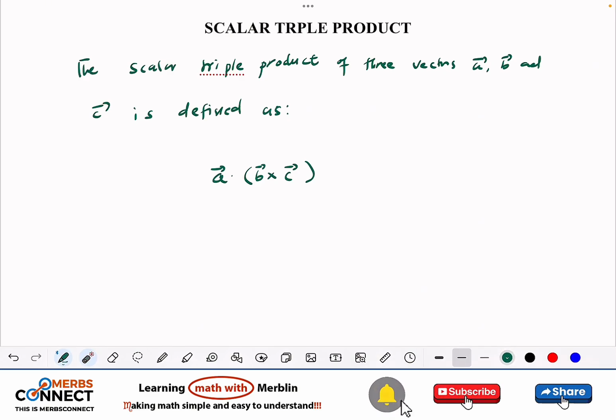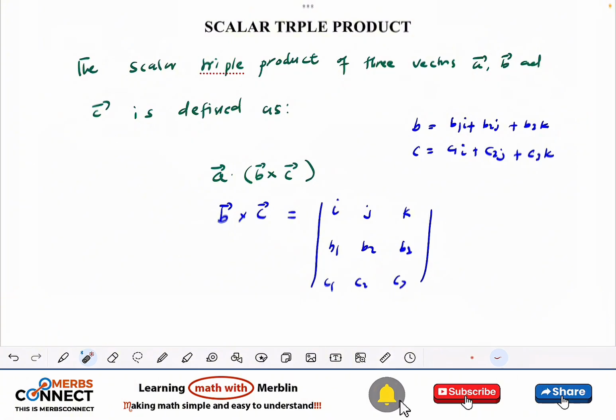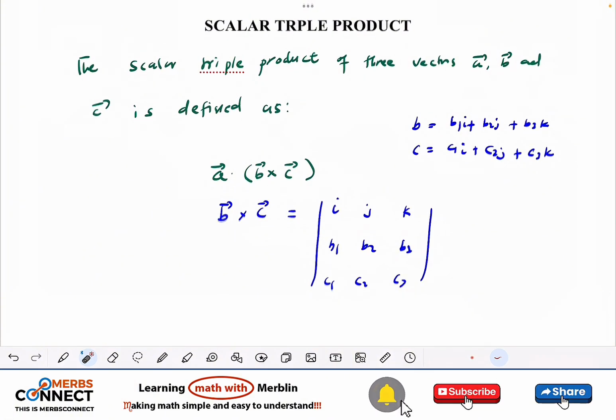We know how to define a cross product. For example, B cross C. Let's assume that B is equal to B1 I plus B2 J plus B3 K, and C is equal to C1 I plus C2 J plus C3 K. When I want to do the cross here, we define a determinant with I, J, K in the first row, then B1, B2, B3, and C1, C2, C3, as we learned in the previous video. Since we are going to talk about the properties, we'll talk more about this, and you will see that we are going to change something small.